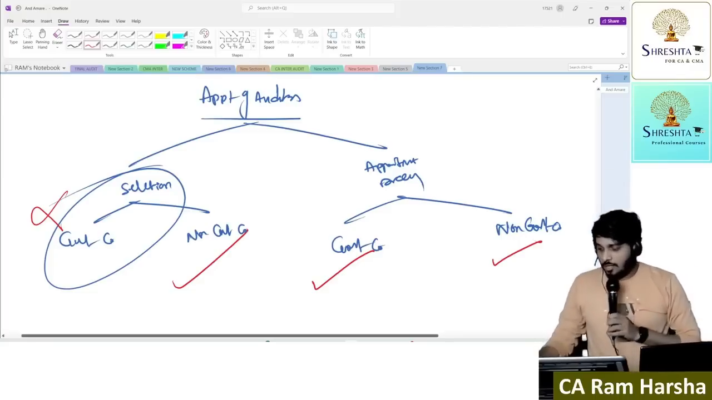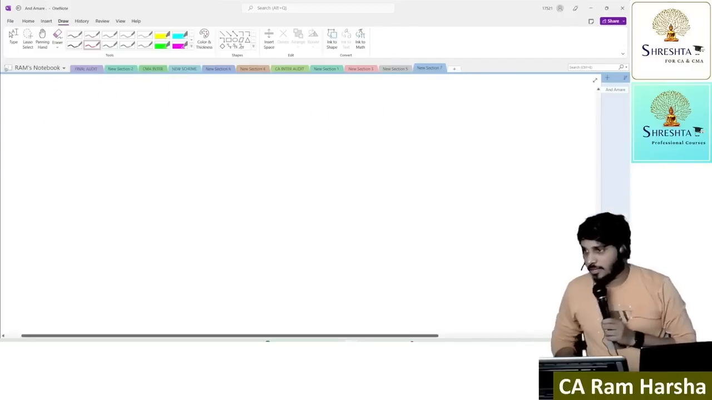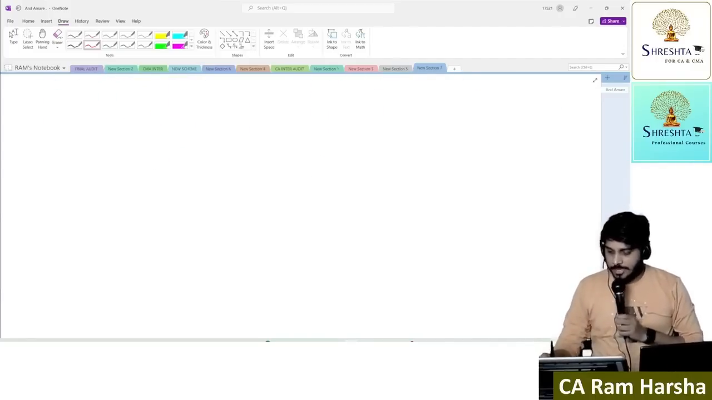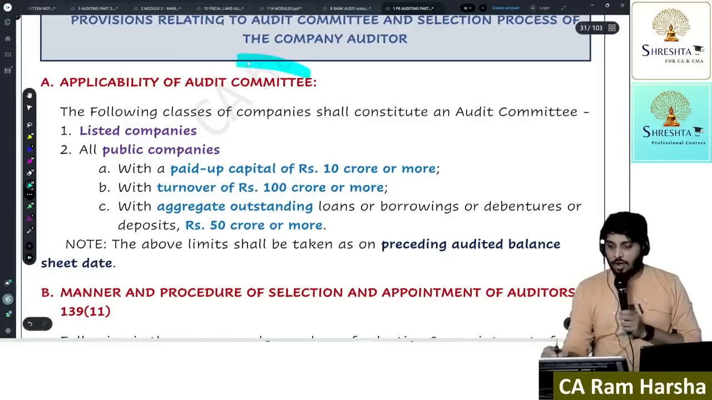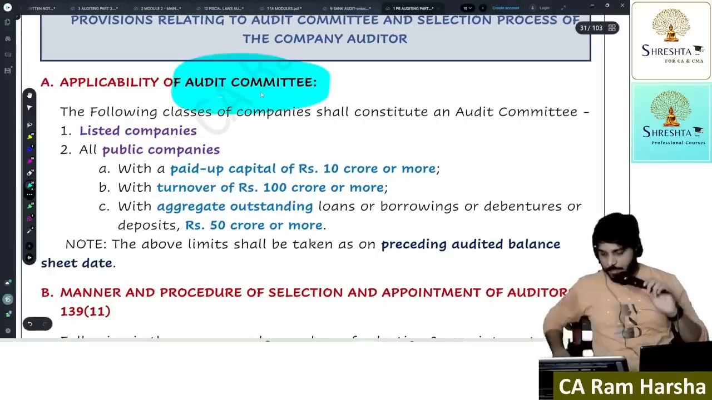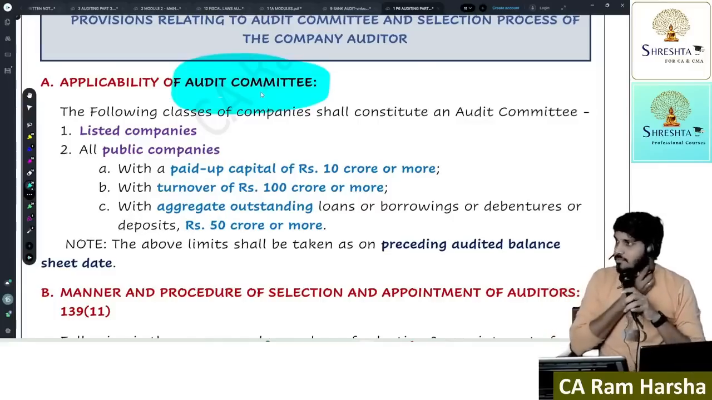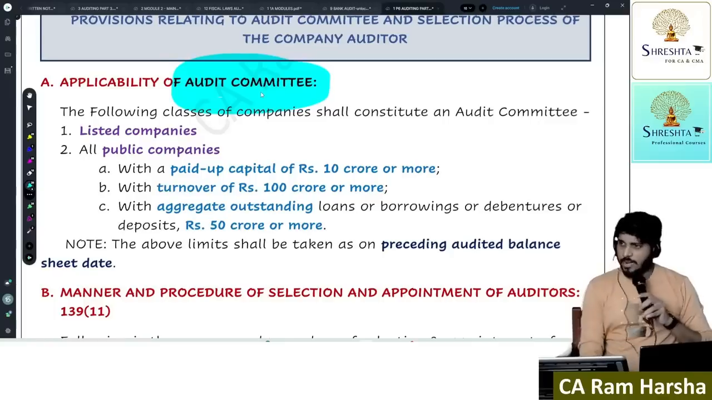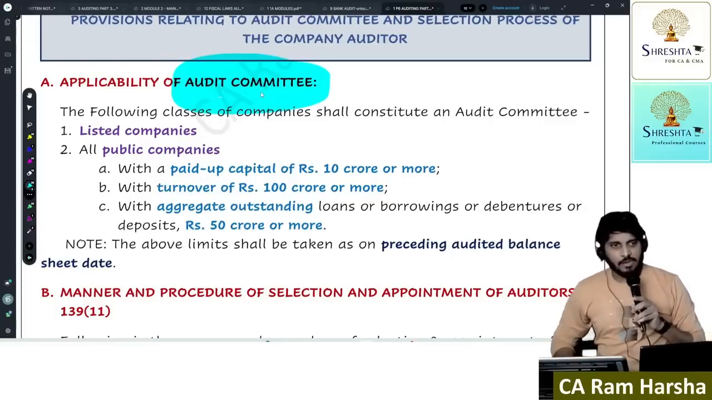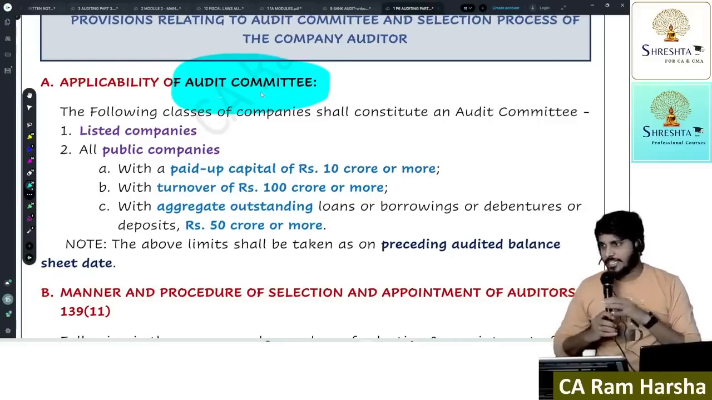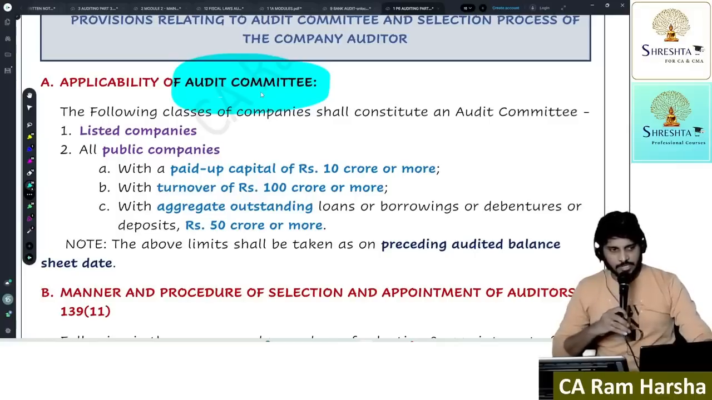Now, see how to select the auditor. In case a company is having audit committee, so what do you mean by audit committee? See, in a company, there are many board of directors. If you look at Reliance Industries Limited, it has many directors. Just a minute.